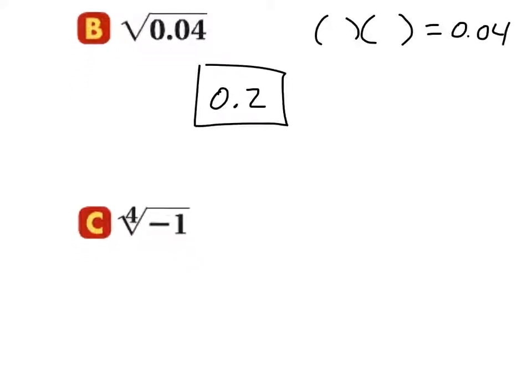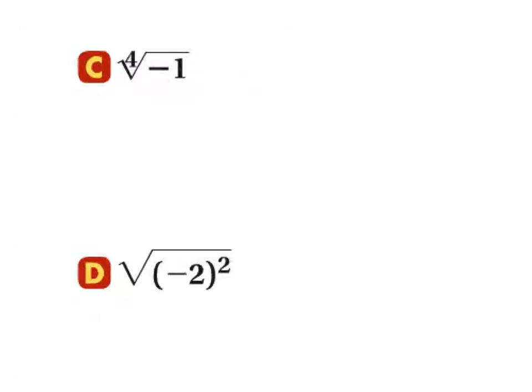Okay, how about part C here? Can we take the fourth root of negative 1? No. Why not? That's even. Even index, right? Even index gives us imaginary solutions, so we're going to say no real solution. No real solution, no real root. There's no real number that can satisfy that.